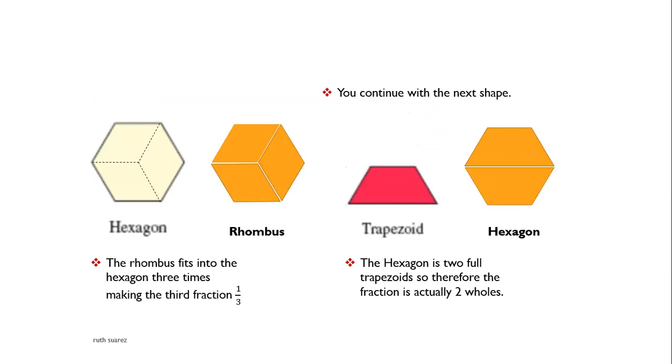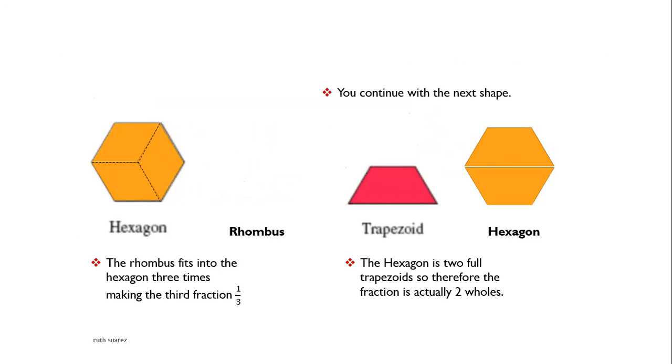Next is the rhombus fitting into the hexagon. As you can see, I've already kind of outlined this, and it fits 3 times. Therefore, it is 1/3 because the 1 stands for the hexagon, and the 3 is for the rhombus, how many pieces of that fit into that hexagon.